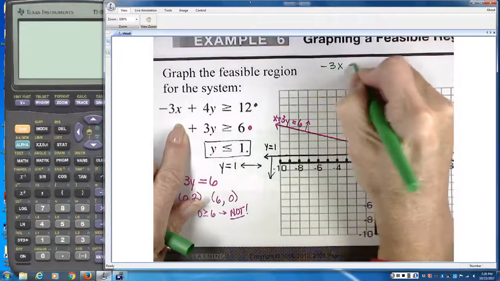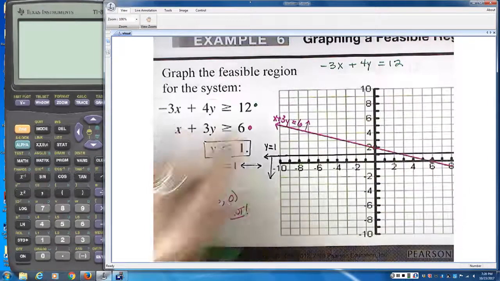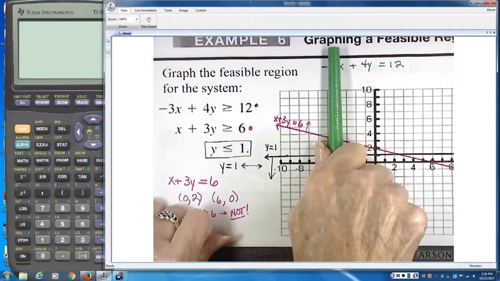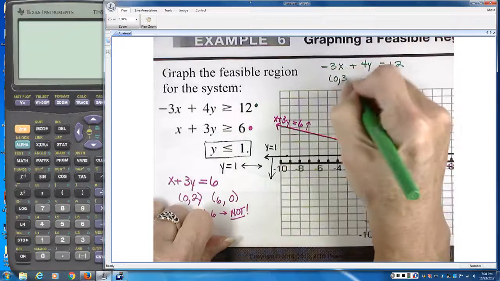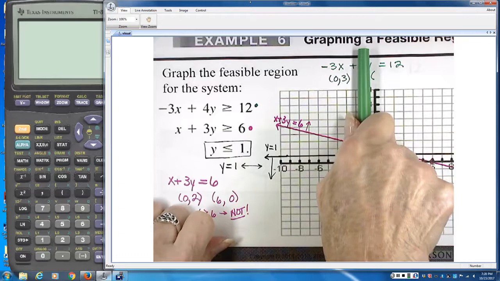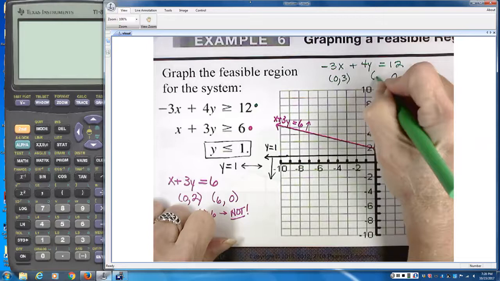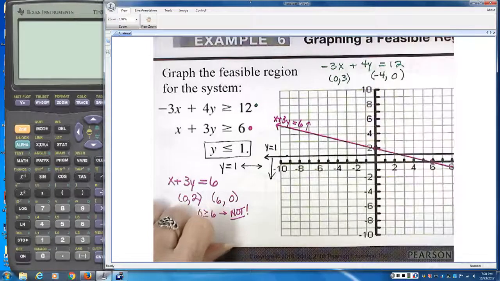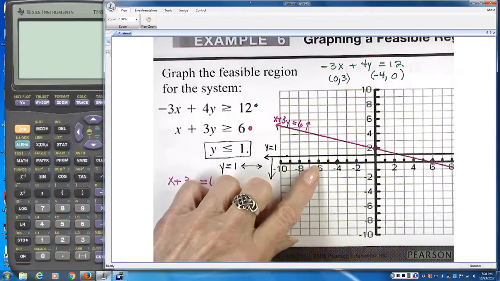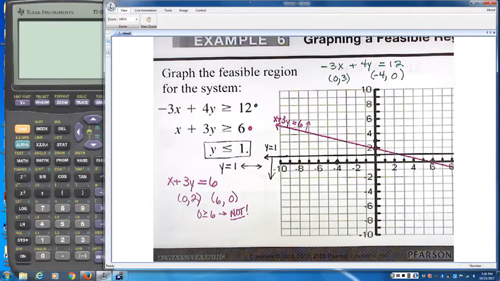Negative 3x plus 4y equals 12. If we let x be 0, then 4y equals 12, so y would be 3. And if we let y be 0, negative 3x equals 12, and x equals negative 4. So we have negative 4, 0, and we have 0, 3. So we draw that line.